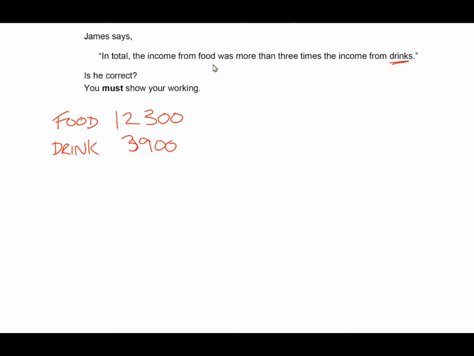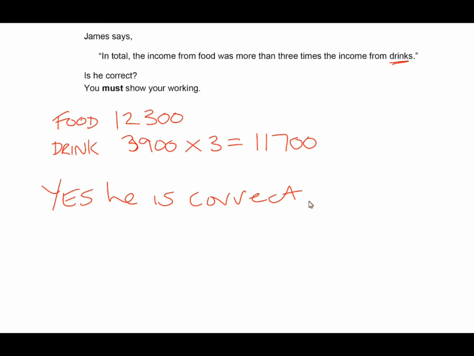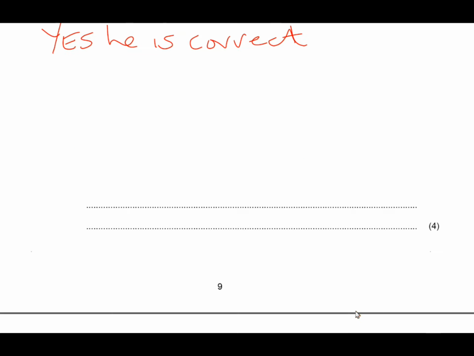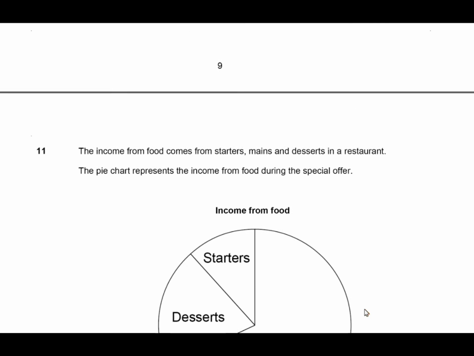So he's saying that in total the income from the food was more than 3 times the income from the drinks. So if we multiply this by 3, it will tell us whether this is true or not. So the drinks income multiplied by 3 is 11,700, so it's still less than the income from food. So is he correct? Yes, he is correct. And that's worth 4 marks.